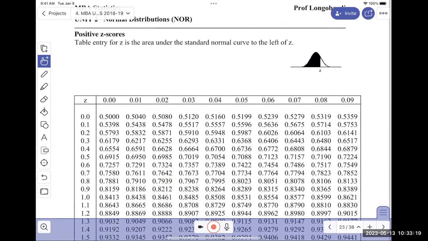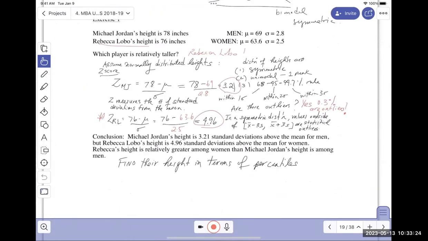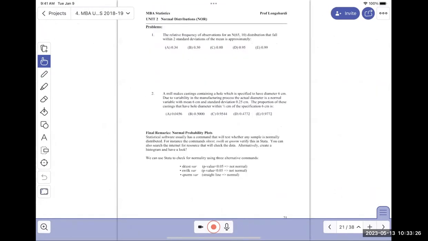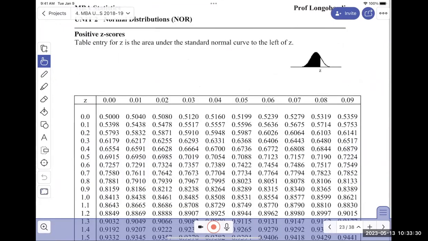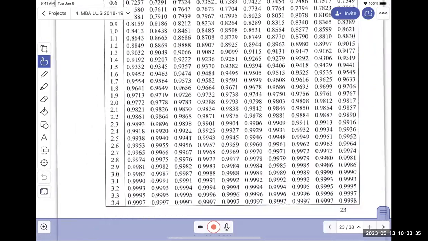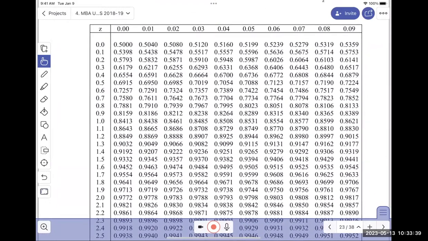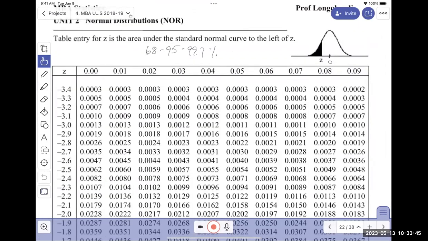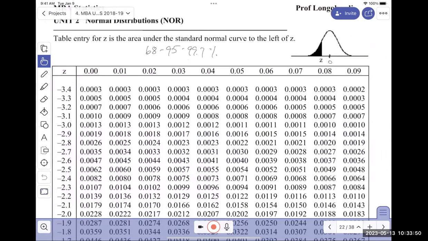So let's look on the table for, what was Michael Jordan again? 3.21. Look for 3.21 on the positive table. What do you find? So this is on page 21 and 22. I have the tables. Oh no, 22 and 23. Sorry, I have to go back. 3.21, right.